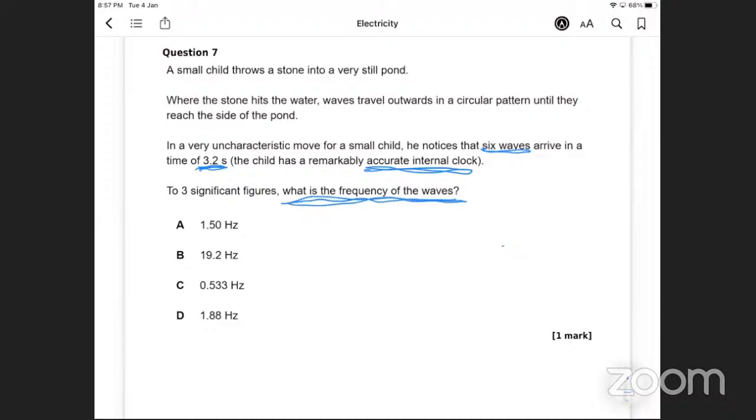We have 6 waves. This child is noticing 6 waves reaching the other side at 3.2 seconds. And we want to calculate the frequency of the waves. A hint here is remember the definition of frequency. Remember the definition of frequency.